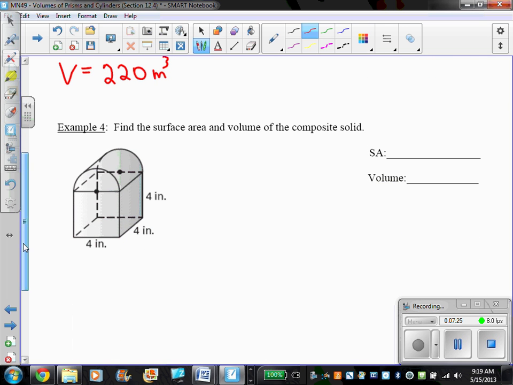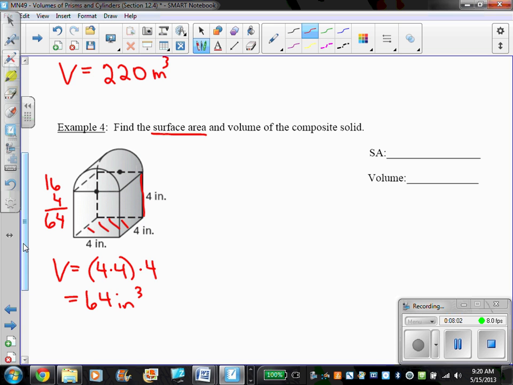And the last one, it says find the surface area. Again, you know how to do that, so I'm going to give you that opportunity. And the volume of the composite solid. So we're looking at 2 volumes here, and of course we're going to add those volumes together then. We have the volume of the cube, which is going to be the area of the base, which is 4 by 4, and then multiplying it by the height, which is 4. So 4 times 4 is 16, times 4 is 64 inches cubed. That will give us the volume inside of that cube.